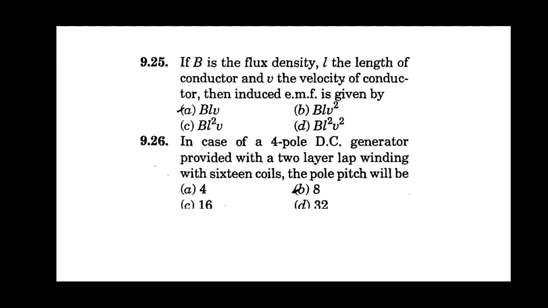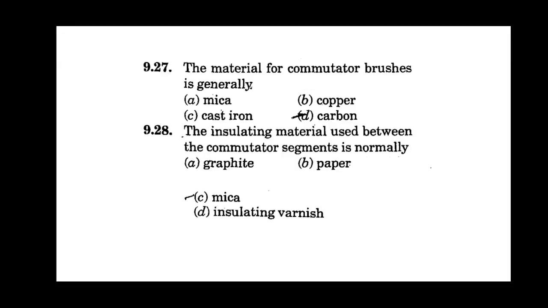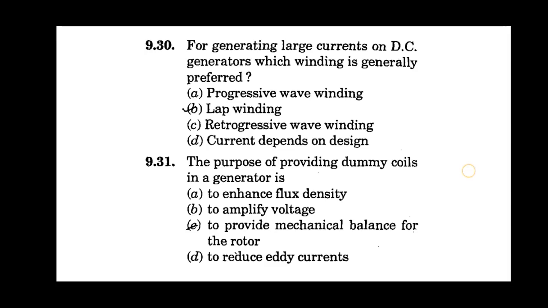If B is the flux density, L is the length of the conductor, and V is the velocity of the conductor, then the induced EMF is given by BLV. In the case of a 4-pole DC generator provided with a 2-layer lap winding with 16 coils, the pole pitch will be 8.